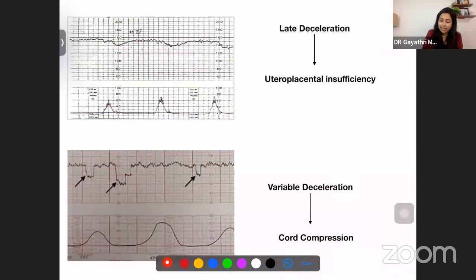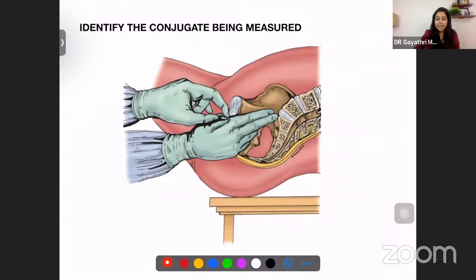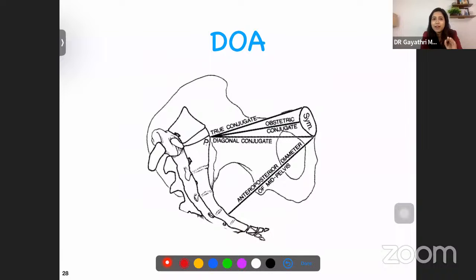Coming to the next image. So this is the final question. What is the conjugate that you can appreciate here? In the inlet, we have anteroposterior diameters. And among these anteroposterior diameters, there is only one diameter which can be clinically measured. What is that diameter which is shown in this image? In this image, I'm going to measure the distance from below the pubic symphysis to the sacral promontory. Again, anteroposterior diameters have been divided into three.